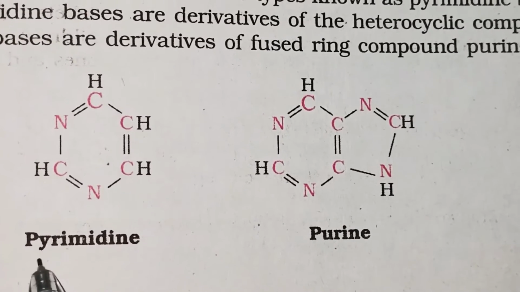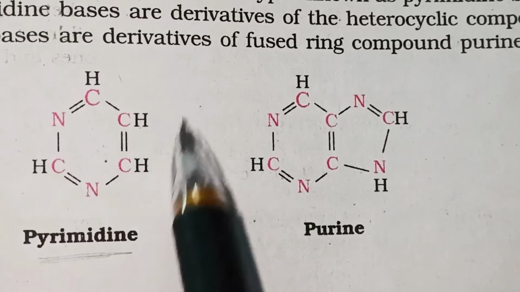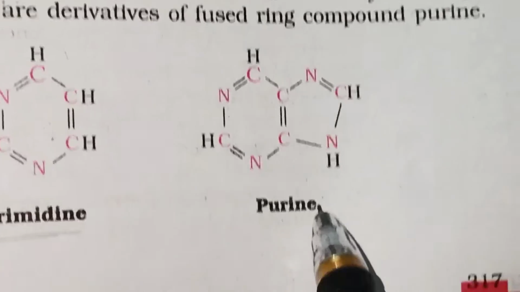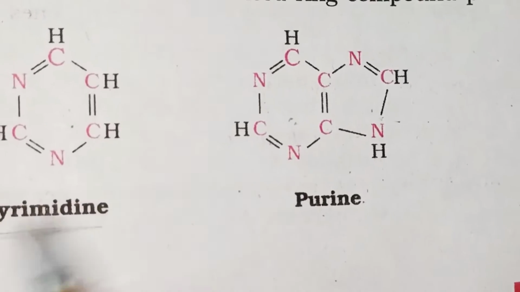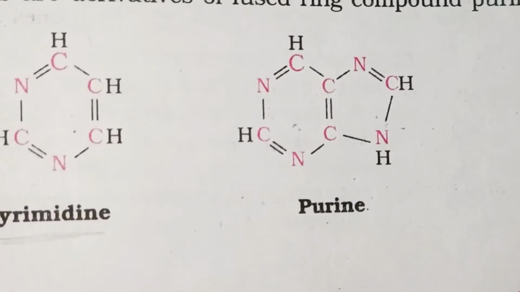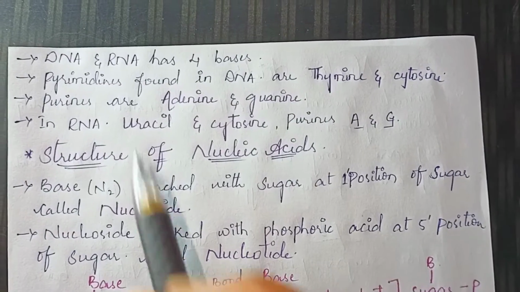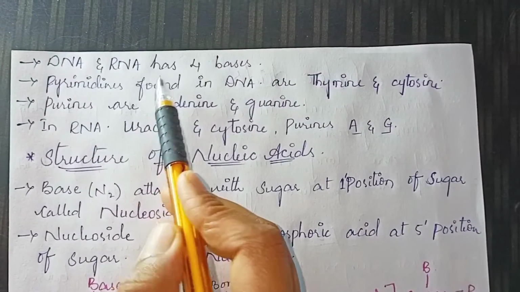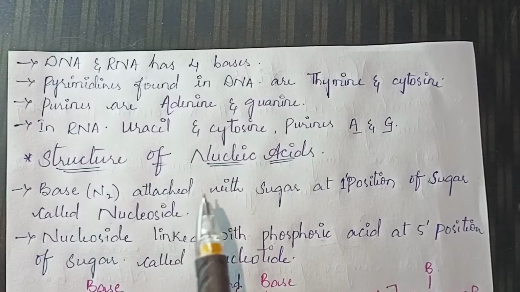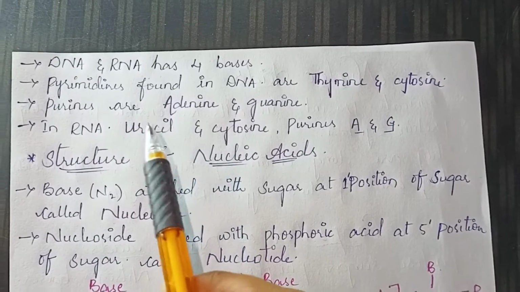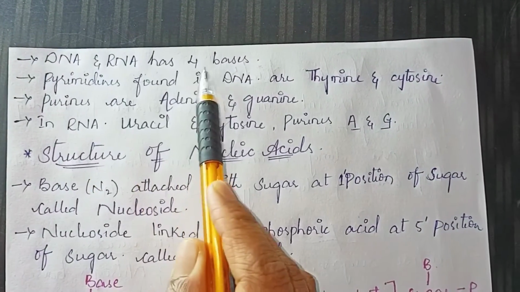As you can see here, this is the pyrimidine, a heterocyclic compound, and this is the purine, which is formed by the fusion of two rings. Okay, clear about pyrimidines and purines? So we have DNA and RNA, and both have one difference in their pyrimidines. Then DNA and RNA each have 4 bases.